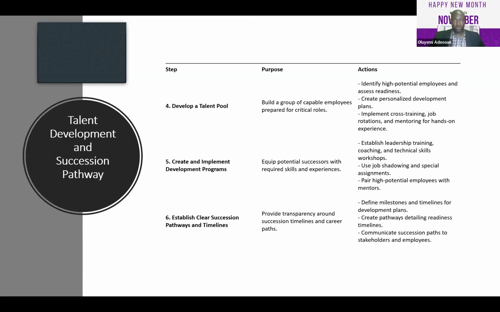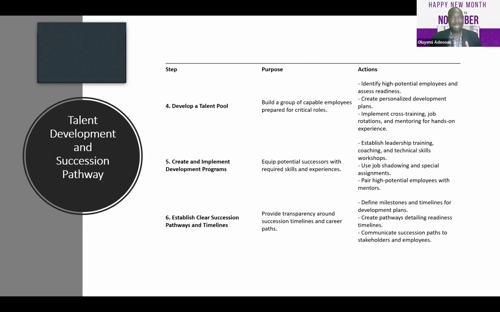Training, coaching, technical skills workshops. You may want to use job shadowing and special assignments. You may want to pair high potential employees with mentors. These are specific actions, specific initiatives. Okay. You now want to establish a clear succession pathway and timeline.